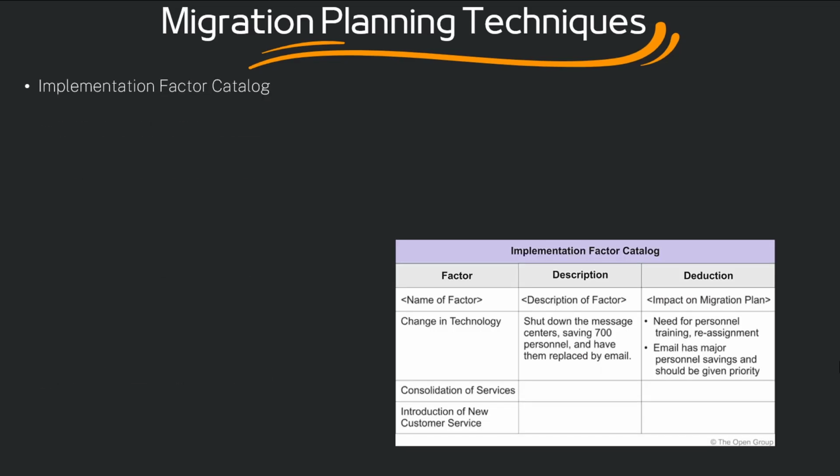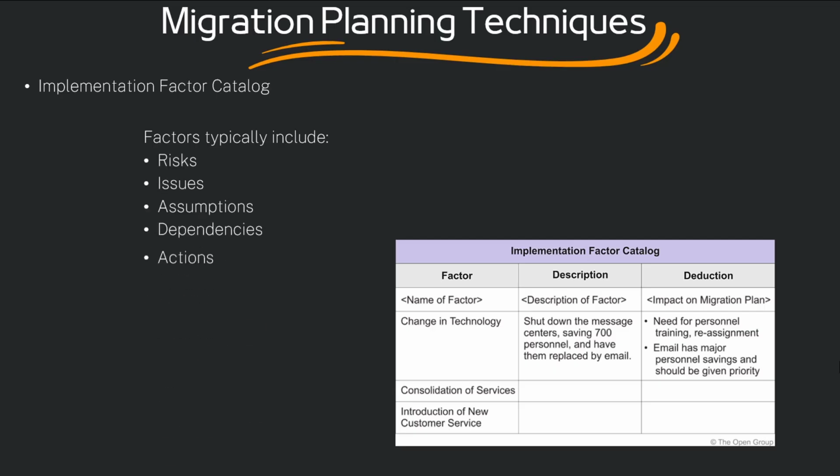Implementation factor catalog. Factors typically include risks, issues, estimation, dependency, actions, impact. An example: maybe you have decided that one of the things you need to do is shut down the message center, basically having 700 employees reply to messages and making it an email operation, and this is going to save you a lot of money.